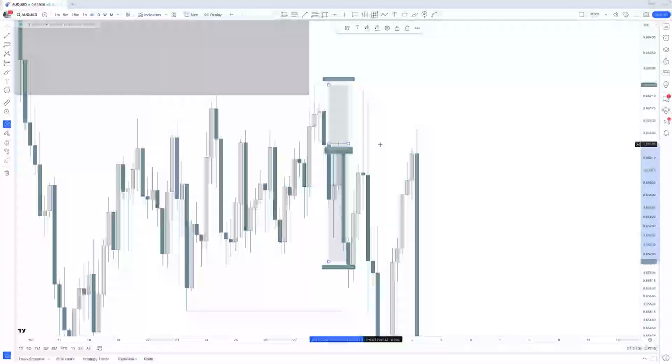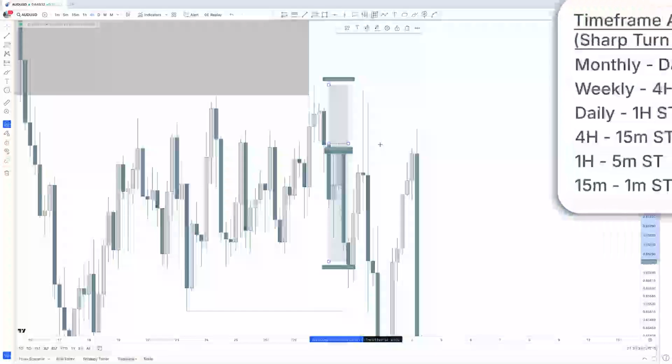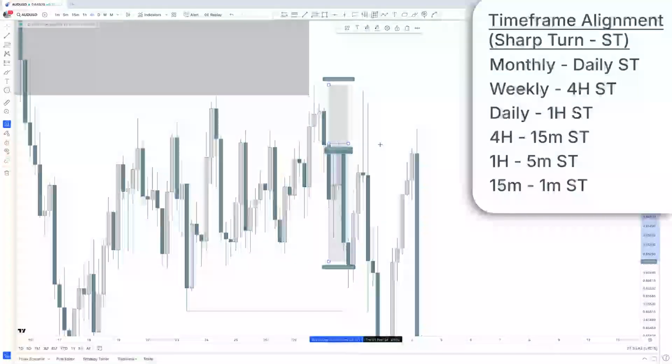So where we just went over time frame alignment, I'm now going to tell you again time frame alignment. But this time, you're going to notice that they are closer to each other, meaning that you need less confirmation, meaning you only need a sharp turn in order to enter. If you want to enter on a sharp turn, if it was a monthly PD array you are looking for your entry pattern on, it would be a daily ST. Weekly, 4-hour ST. Daily premium or discount array, daily context you're looking to enter off of, 1 hour ST. 4 hour, 15-minute ST. 1 hour, 5-minute ST. And the 15-minute stays the same because you can just use a 1-minute ST as well.